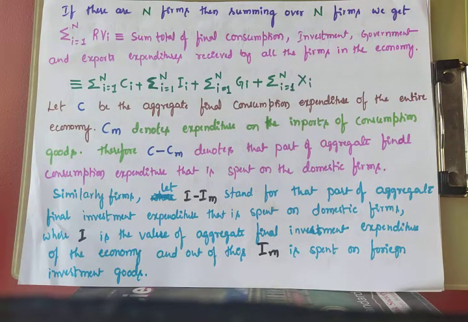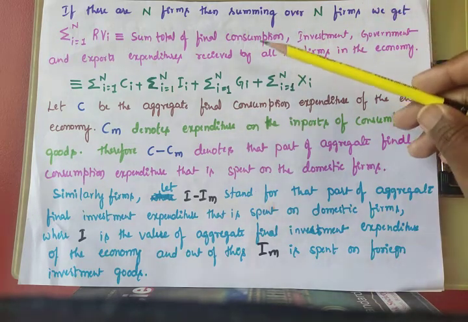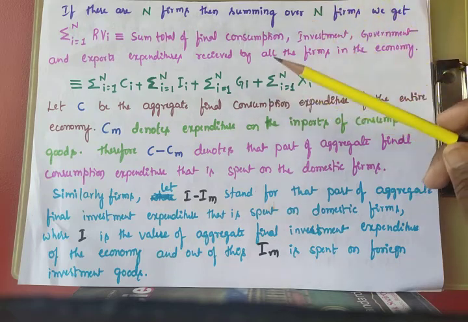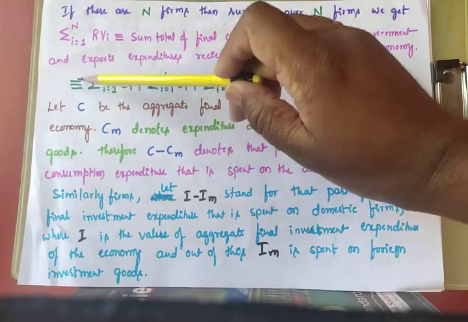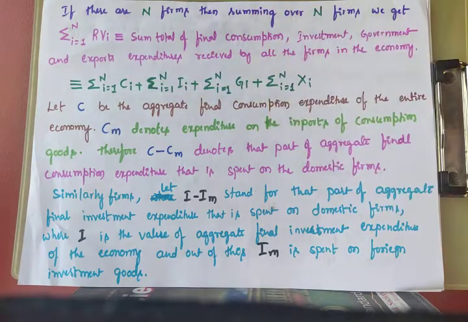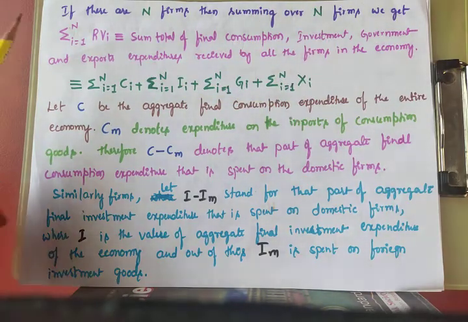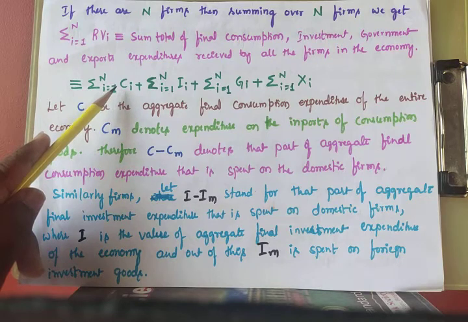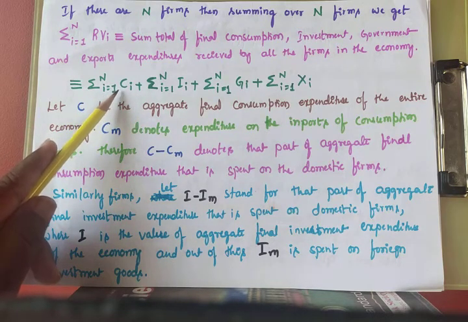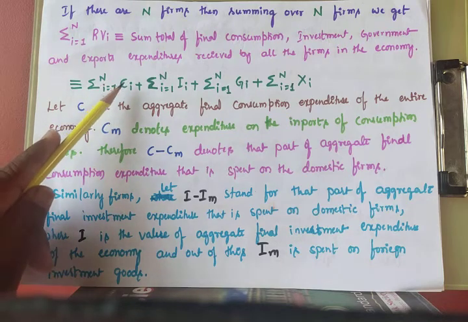Definitely each firm should do the expenditure to produce goods and services. Here, what they are doing is expenditure, received by all the firms. That is only what we can calculate. See, the identity: sigma i equals 1 up to n, that is consumption expenditure. All the firms, or all the households, are doing the consumption expenditure.